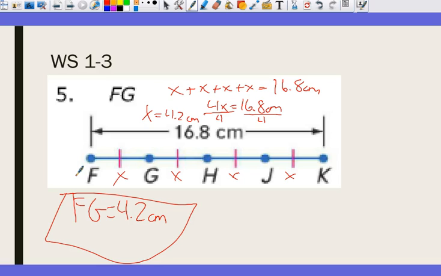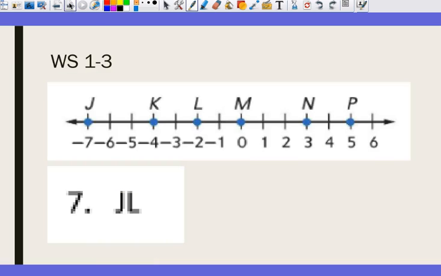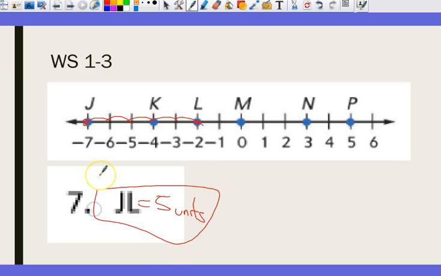Next one's super duper easy. JL. Here's J, here's L. 1, 2, 3, 4, 5. JL is 5 units. If they forgot the word units, guess what they get? Half credit. Are we ready to move on, or did I go too fast?